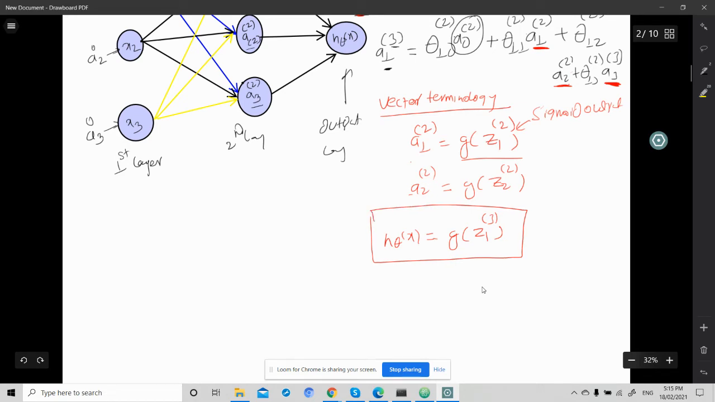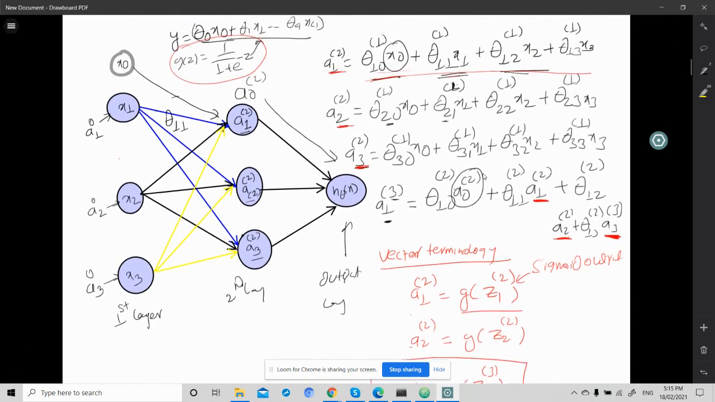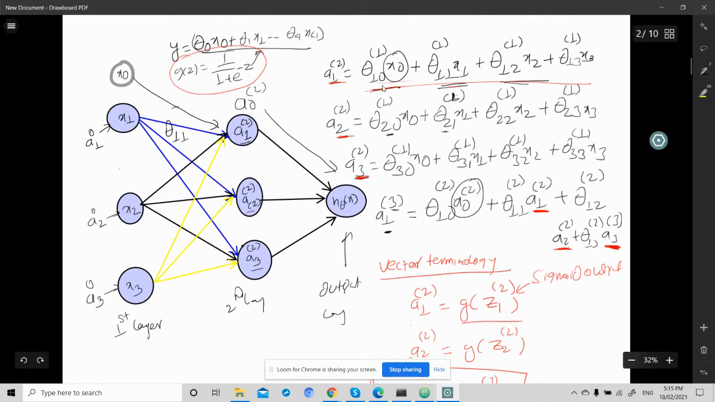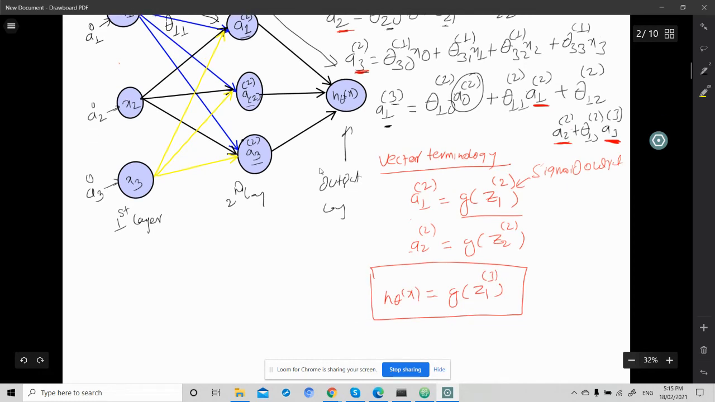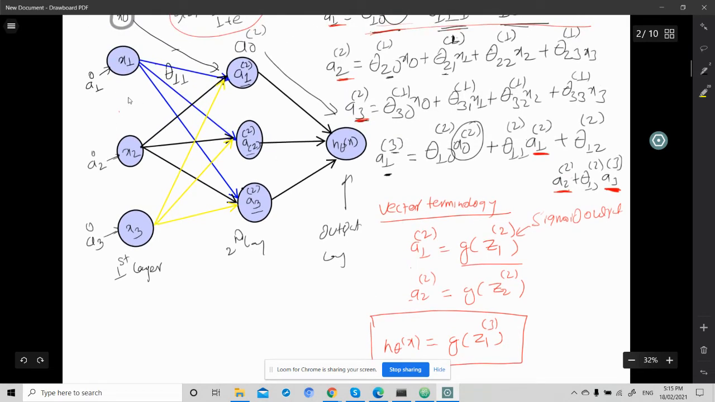Hope this makes sense, because this is what we did while implementing logistic regression. We computed all the x naught till x3 and then calculated our g value, the sigmoid function. We applied the sigmoid function. That's what we are doing here. But the difference is the output of the second layer becomes the input of the third layer. We need to keep that in our mind.